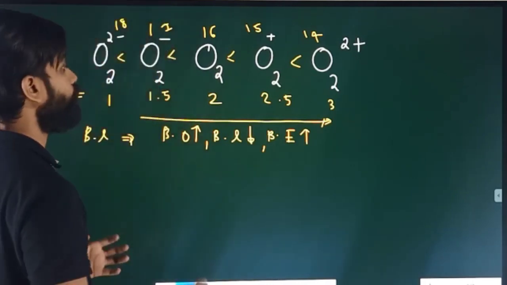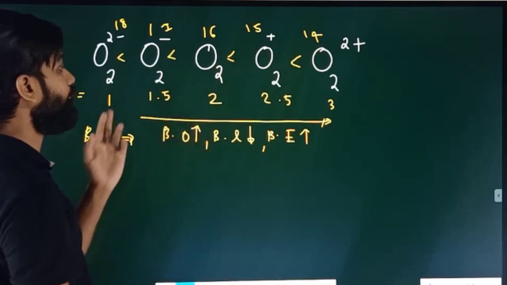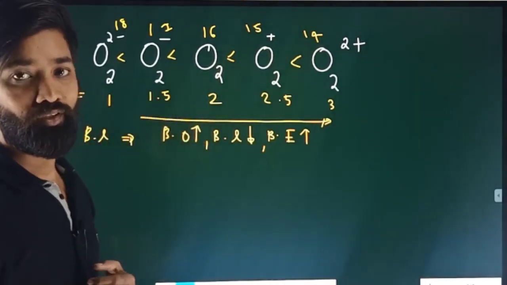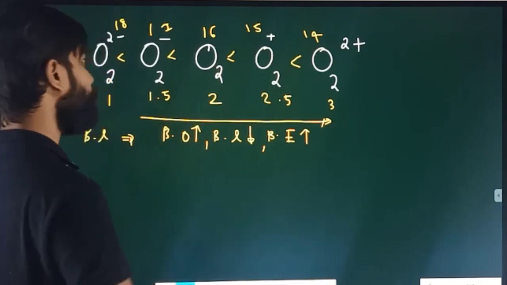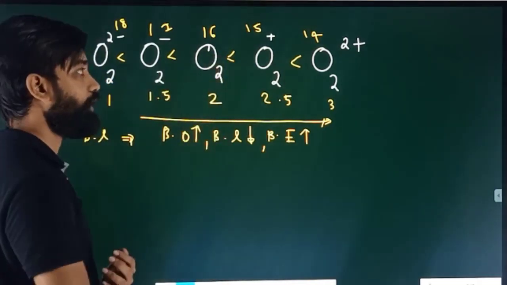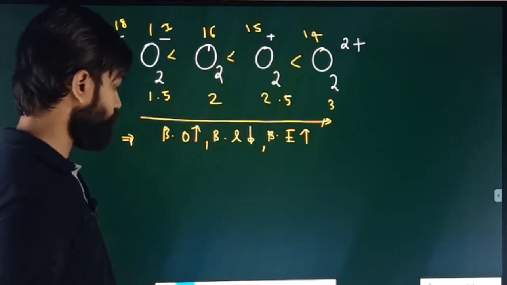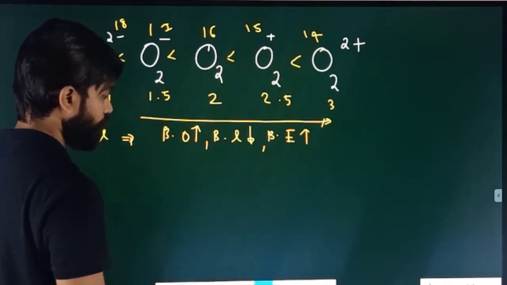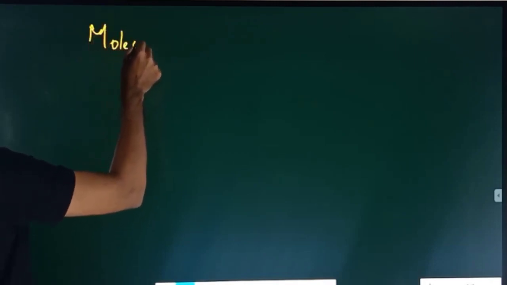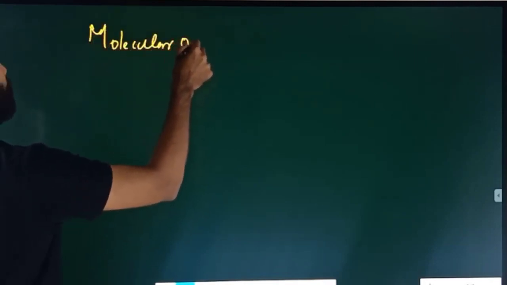But actually we want to find this bond order using what? By writing the configuration. So if you know the idea we just discussed in the last part, then we can easily predict this. Okay, fine. So now let's have a look at the molecular orbital diagram.